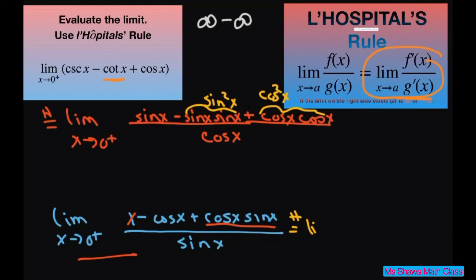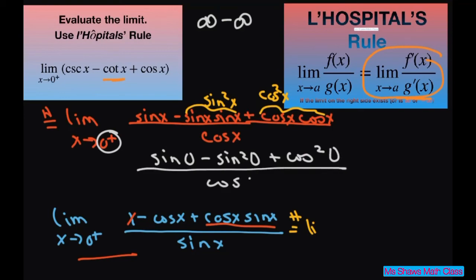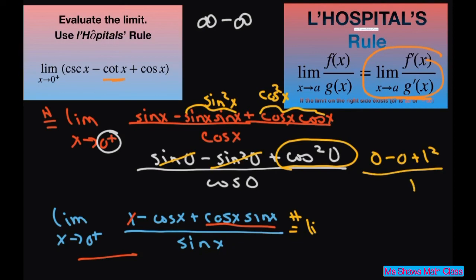Now we can go ahead and apply the limit at this point. We can apply our 0. So we have sine of 0 minus sine squared of 0 plus cosine squared of 0, divided by cosine of 0. The sine of 0 is 0, and the cosine of 0 is 1. So you really get 0 minus 0 plus 1 squared, divided by 1. Your final answer is just 1 divided by 1, which equals 1.